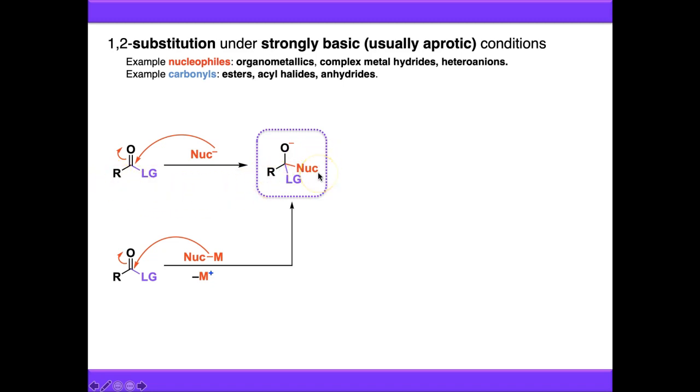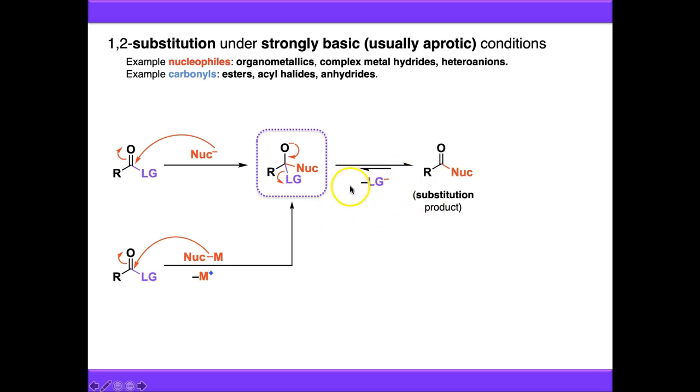The nucleophile is likely to be a poor leaving group if it's come from an organometallic or a complex metal hydride. But we've built a decent leaving group into this molecule. If it's an ester, it's going to be an OR group. If it's an acid halide, it's going to be a halide, and so on. So our tetrahedral intermediate now collapses. The electrons from the oxygen lone pair push down and kick the leaving group out of the molecule.